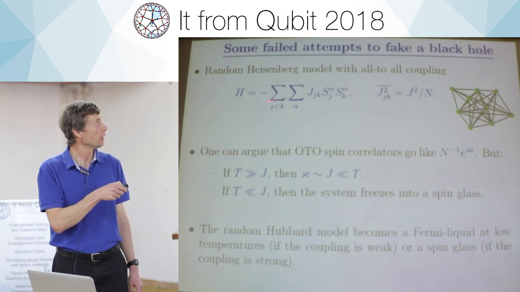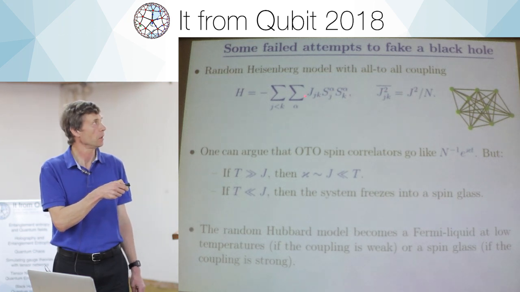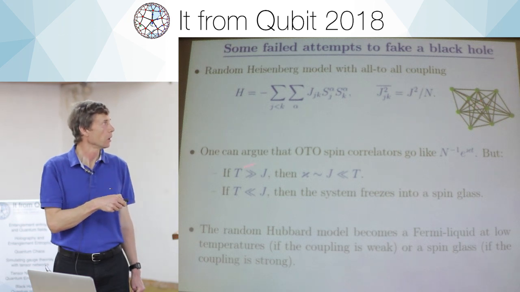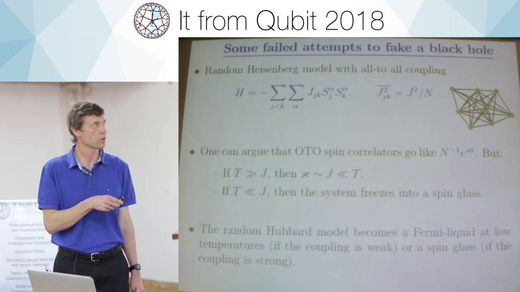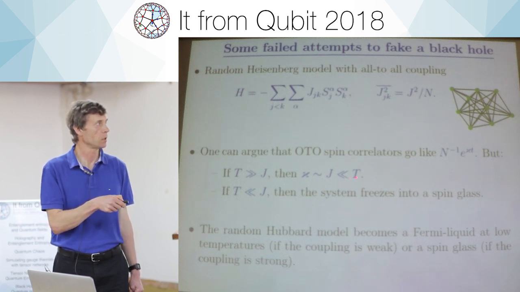So, the Heisenberg model with random all-to-all interactions: these are spins, and there are random couplings. It's a bunch of spins that interact with each other. One can consider this model at high temperature or at low temperature. When the temperature is greater than the typical interaction, then the Lyapunov exponent is of the order of J, which is by definition less than T.